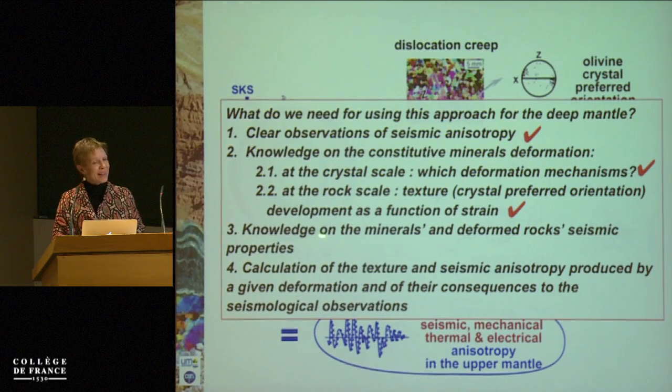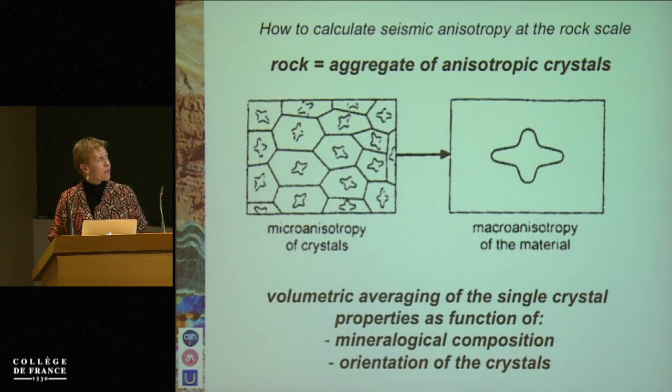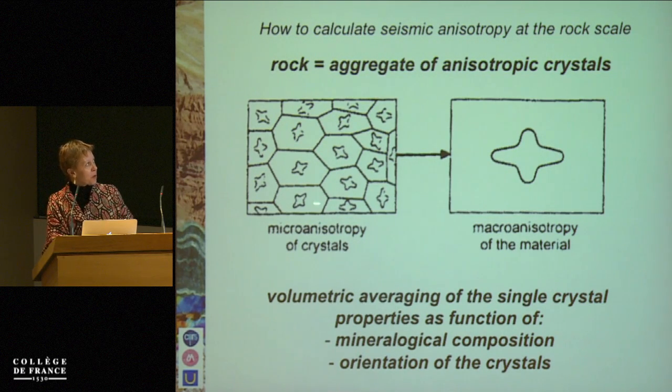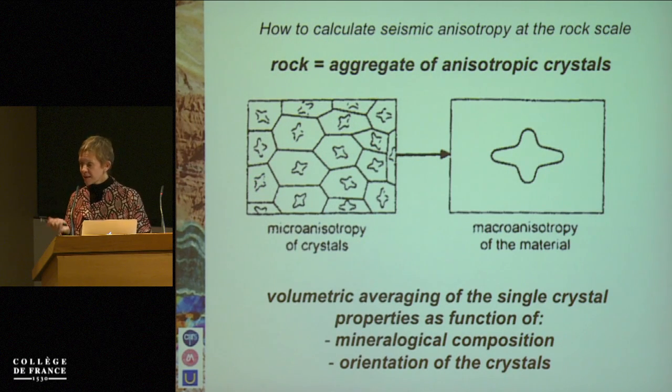So let's assume that my texture predictions are fine, and go one step further and calculate the seismic anisotropy. For that, I have to know the elastic properties of both post-perovskite and magnesiowüstite. If I know this, I can calculate the properties of the rock by a simple averaging of the properties of the different crystals that compose the rock, doing the appropriate rotations to put all of them in the same frame.